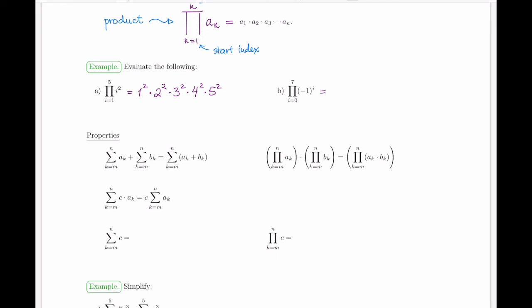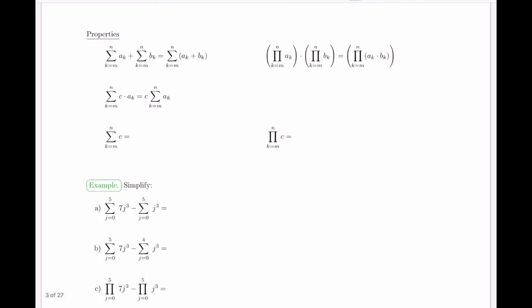For this one, the same way, I start with 0, I end with 7, and I replace my index with that. So minus 1 to power 0 times minus 1 to power 1, minus 1 to power 2, 3, 4, 5, 6, and 7. Okay, and I can multiply all of these together, and I can already see it's going to be either plus or minus 1, because everything is a plus or minus 1. So it's really just a matter of parity here. Now, while the notation is the same, the actual properties of summations and products are quite different.